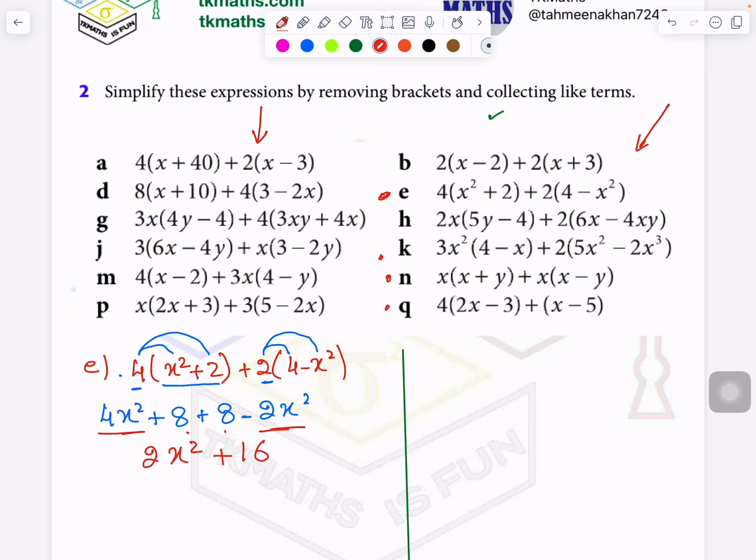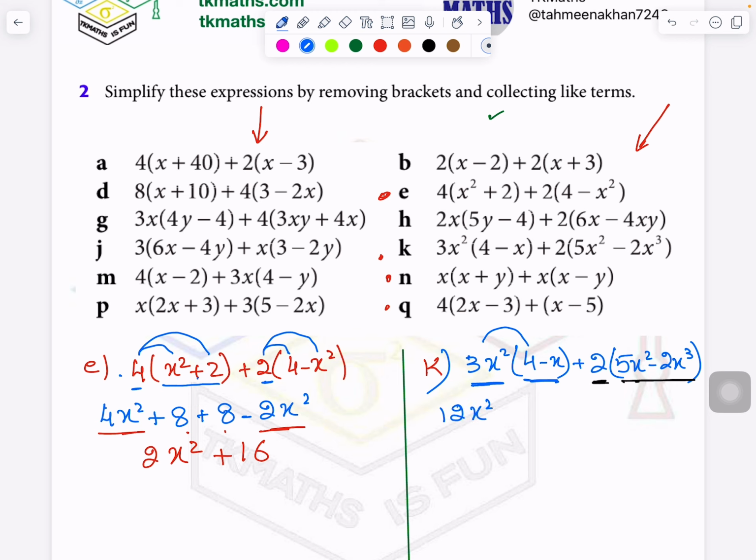Now let's solve part K. So it is 3x square, 4 minus x plus 2, 5x square minus 2x cube, right? So now this 3x square will multiply only by these terms which are inside the bracket. And this 2 will multiply by only these terms. Okay, so let's do it. First of all, 3x square times 4. 4 3s are 12 x square.